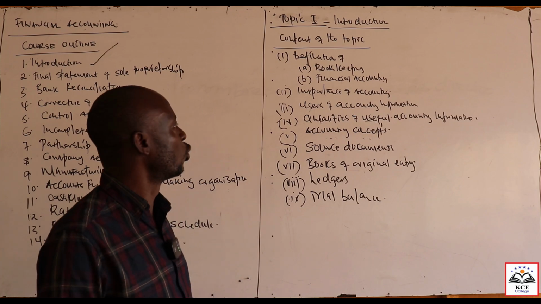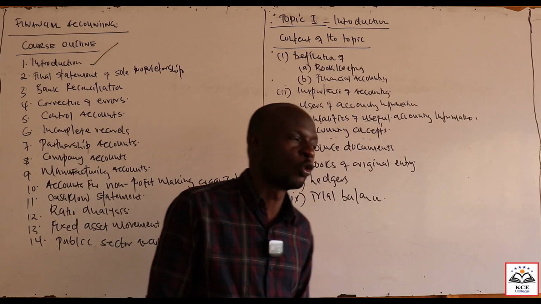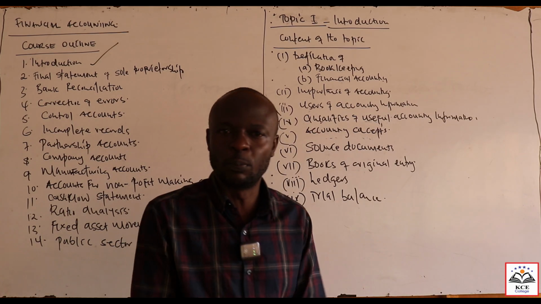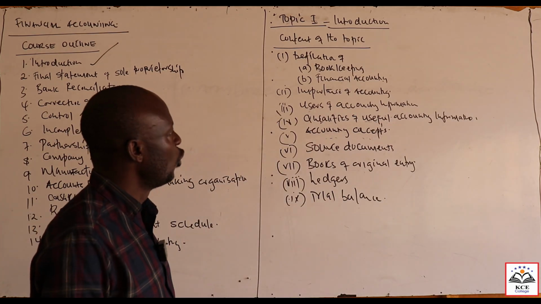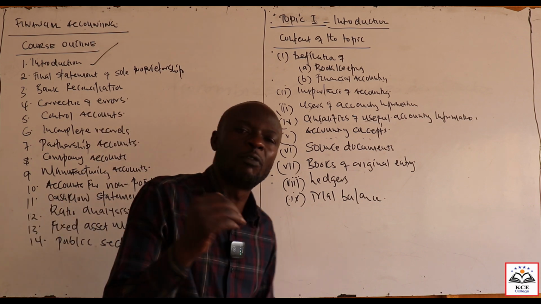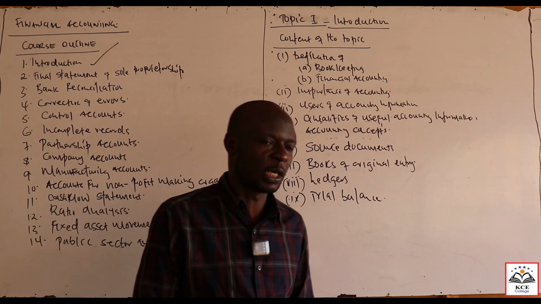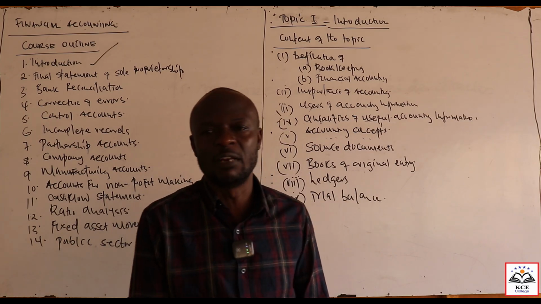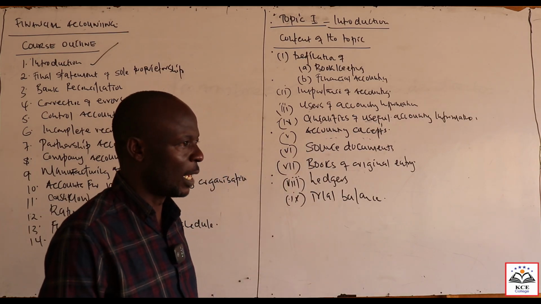So you need to know what is bookkeeping and what is financial accounting. Number 2, you need to know the importance of financial accounting. Why do we need to study accounting? Why is it important? Then number 3, you need to know the uses of accounting information. So we have those stakeholders or parties that are interested in financial accounting. We need to know why they are interested and what their interest is. We call it uses of financial accounting.